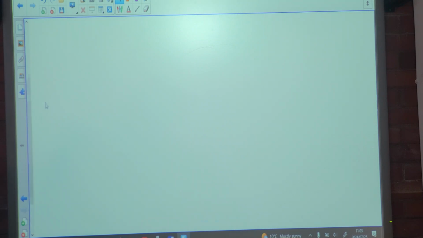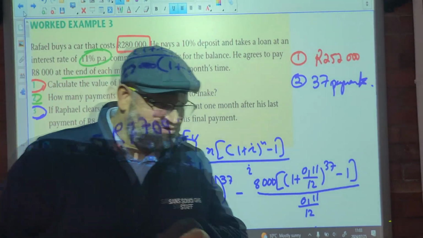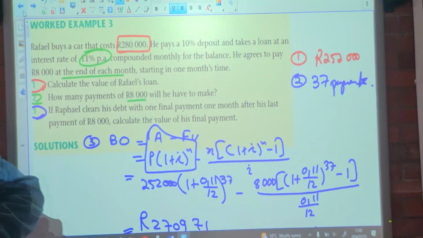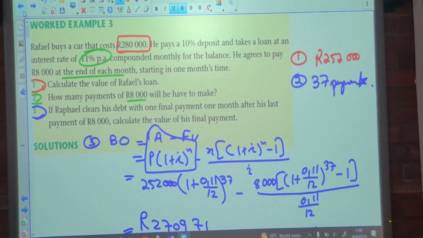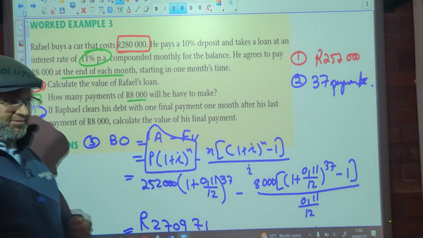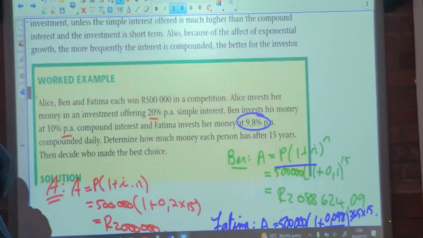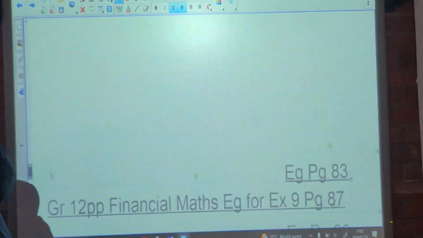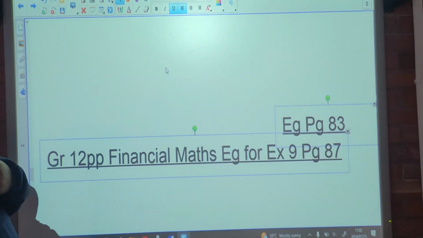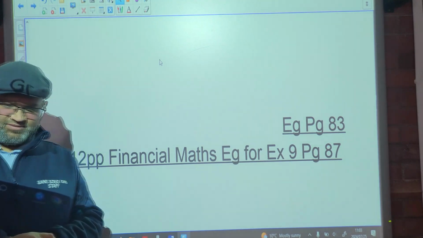Then there's one thing they speak about, which is pyramid schemes, no? I don't speak about stuff like that. Okay. And you won't also be tested in your exam. Okay, so that brings us to the end of finance. You know that you should be able to do exercise 9 on page 86.